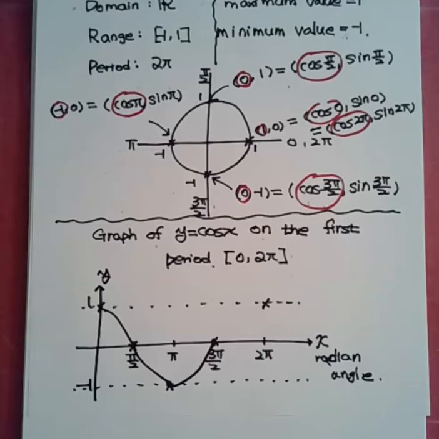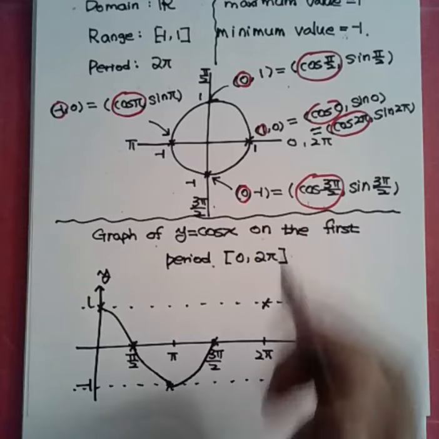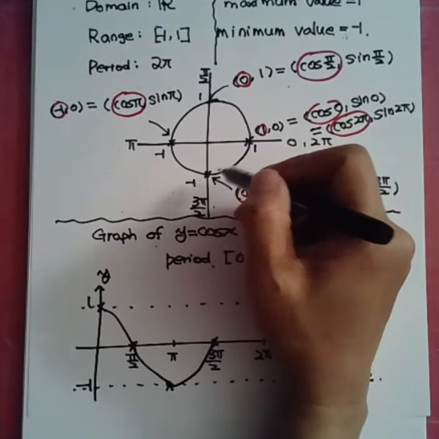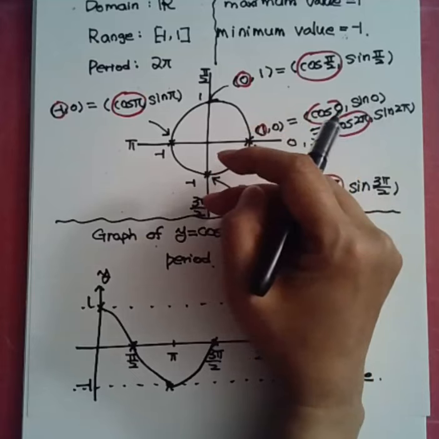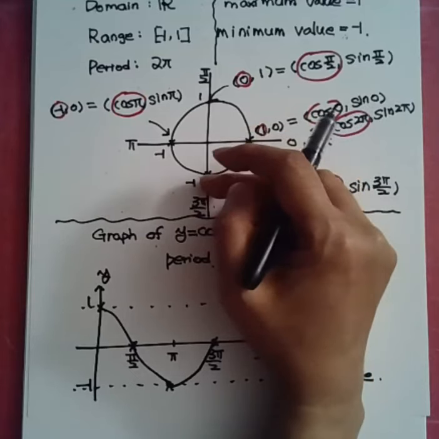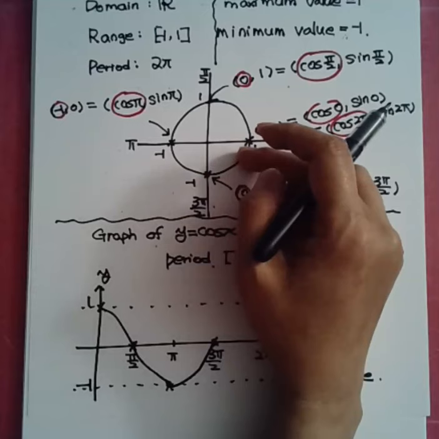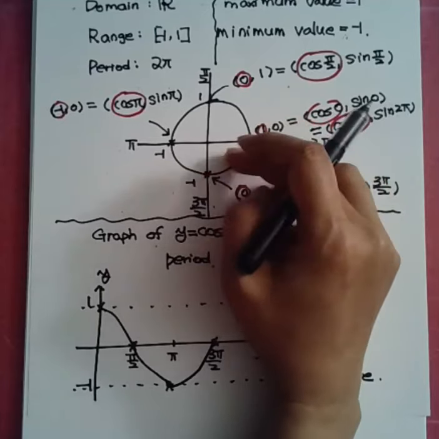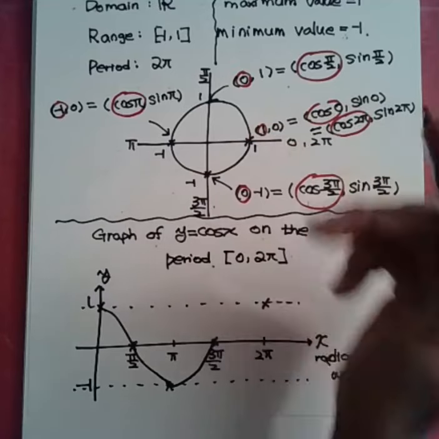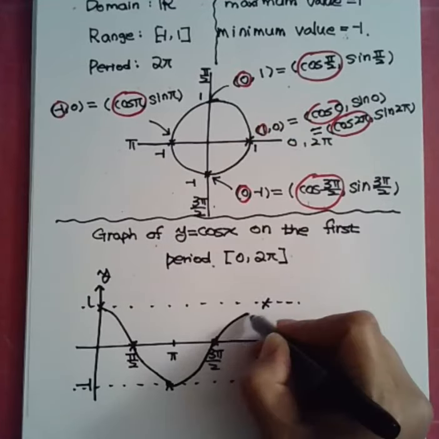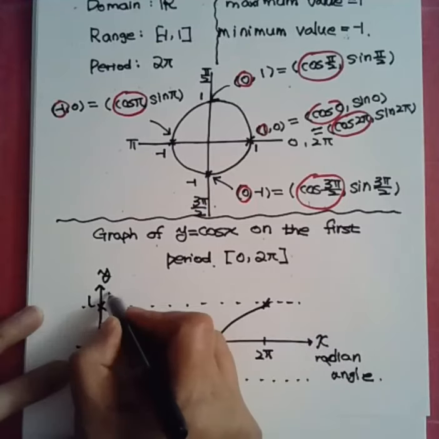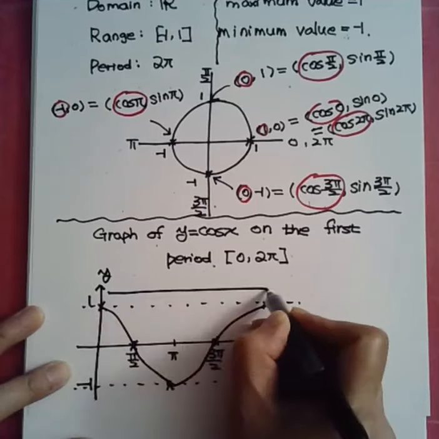Then when we think about the cosine value, when the angle varies from 3 pi over 2, the value becomes 1 from 0, which increases. So we connect like this. This is one cycle, one period of cosine.